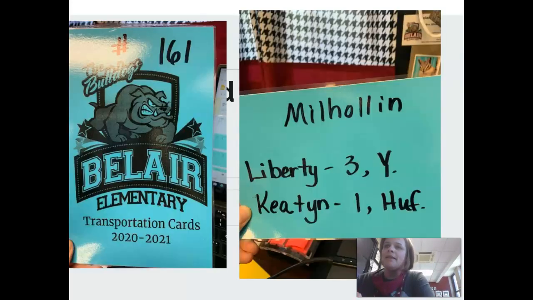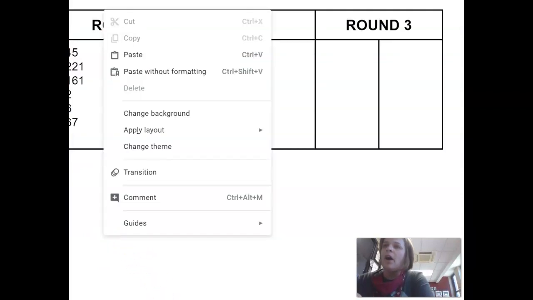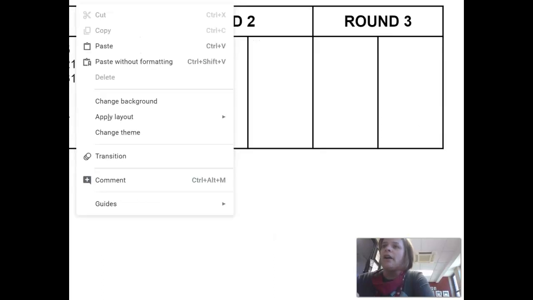Okay, this is how the car rider cards look. And this is the slide that you need to have pulled up on your smartboard during our dismissal.